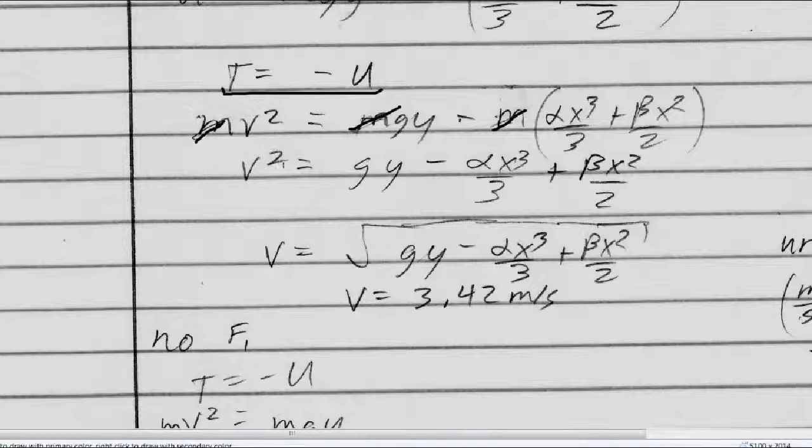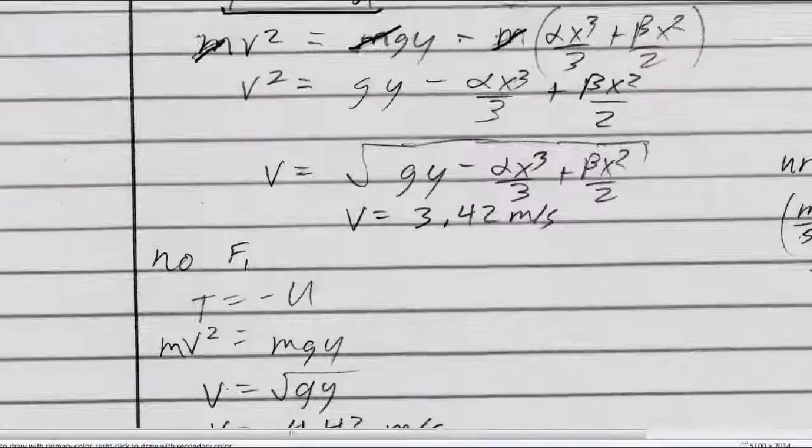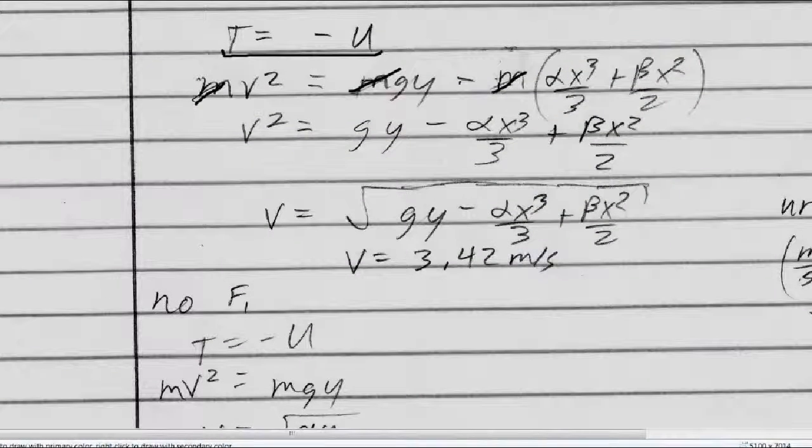And then if we take the square root on each side, we get an equation for velocity, where it's the square root of g y minus alpha x cubed over 3 plus beta x squared over 2. And if we plug in the numbers from above, we get that the final velocity is 3.42 meters per second.